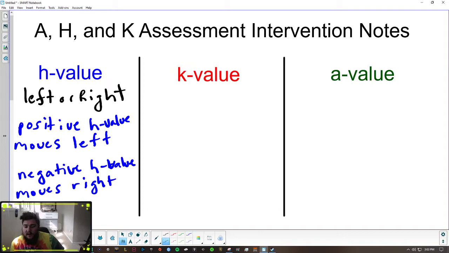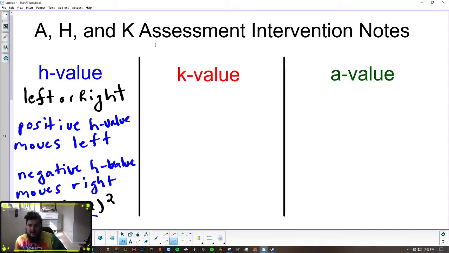So what does the H value look like and where does it fall? Well, it falls inside of the function. So it could look like this, x minus 2 squared. This would be our H value, negative 2, which means this graph would move to the right 2 units. Okay, that H value is always on the inside of the function.